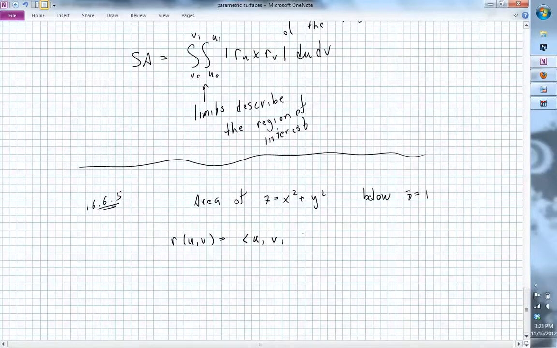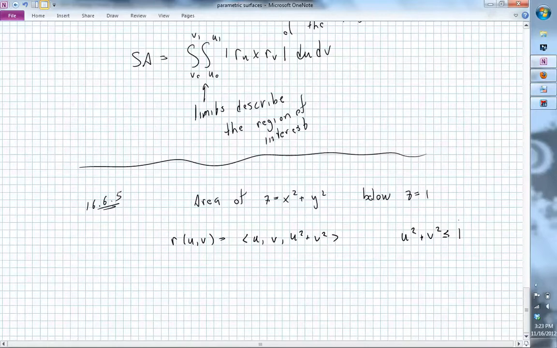So if x is u and y is v, what's z? Okay, over what set of u's and v's am I interested in this surface? Yep, u squared plus v squared less than or equal to 1. Does everybody see that?